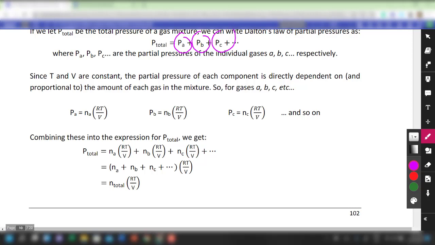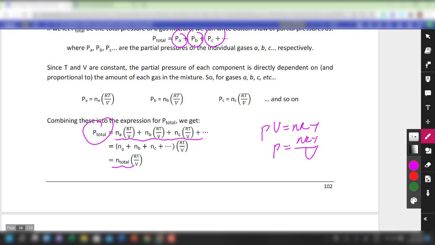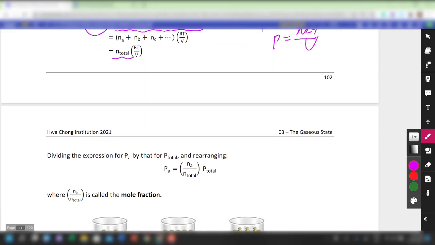If you are using the ideal gas equation, you can express the pressure exerted by the individual gases using the ideal gas equation. So you can shift around. Because PV equals nRT, therefore P equals nRT over V. With nRT over V, you get something like what is given here, and then you realize that you can take out your RT over V term. Eventually you get n total, so that's the P total. That's not very inspiring, but it's something you can convert and make use of.